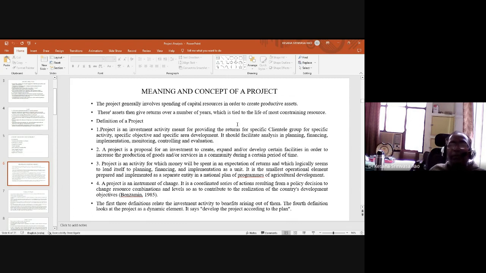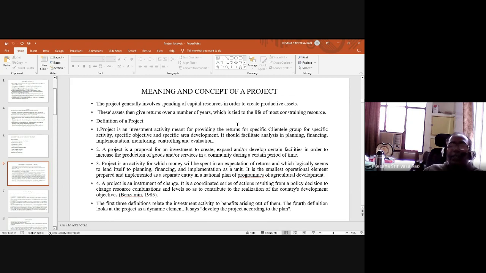It is an investment activity meant for providing returns for a specific clientele group, for a specific activity, specific objective and specific area development. When you are trying to see the project, you have to decide and define those things. Within that, you have to see how you are going to achieve a good project.